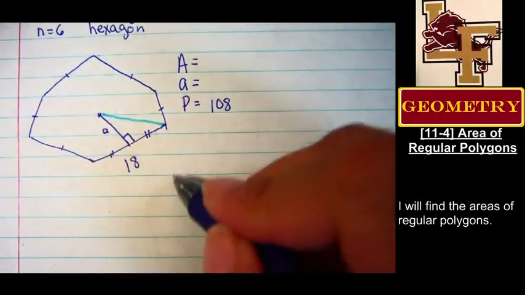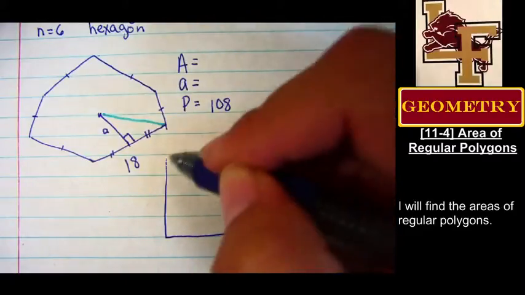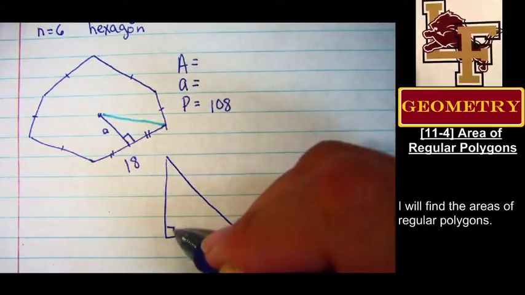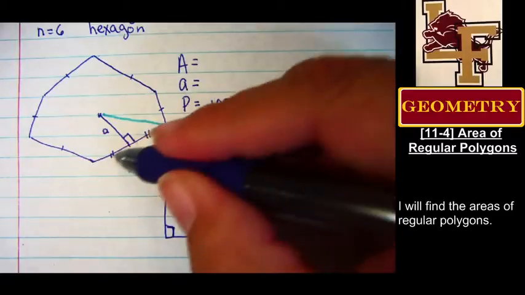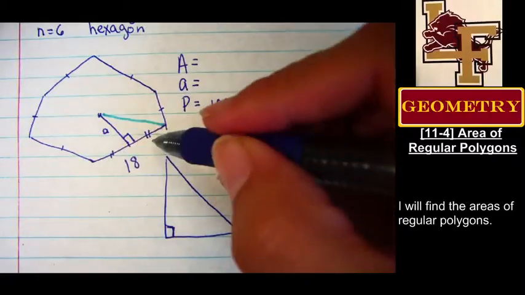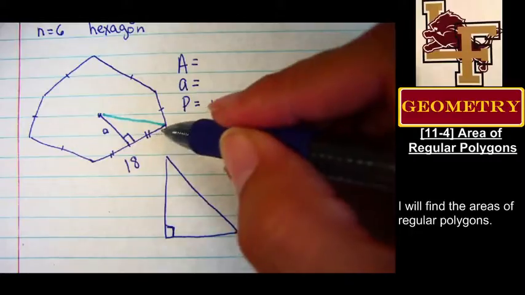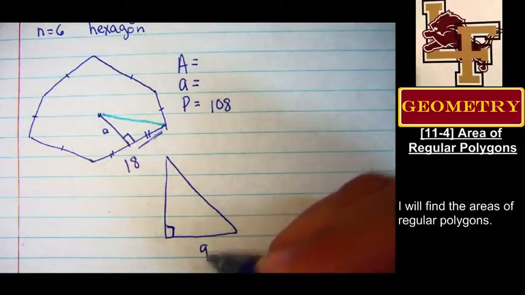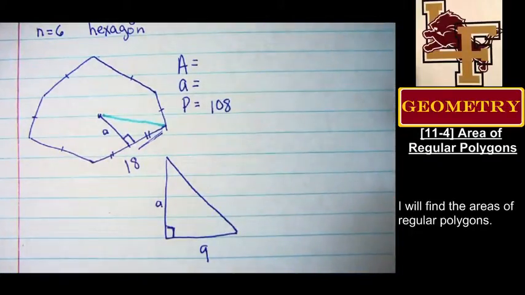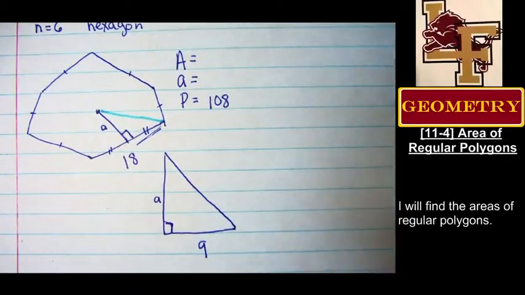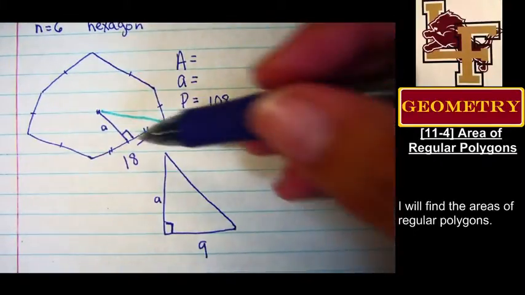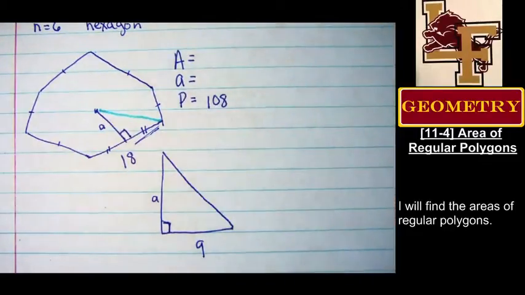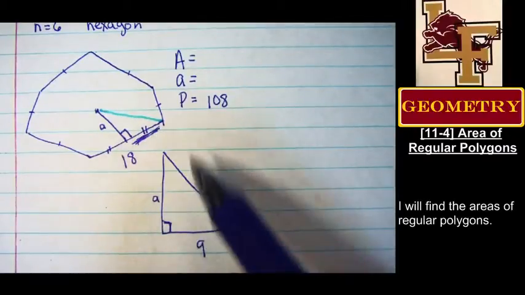I'm going to take this right triangle, and I'm going to draw it here a little bigger. Now, these 2 sides got cut in half, so this whole thing is 18. How much is this one little piece? 9. I drew this right triangle off to the side so that I could look at it bigger, and then I labeled the different pieces. To find this measurement, which is this piece right here, I took the entire side length and I divided it by 2.